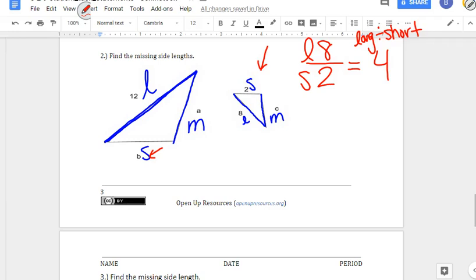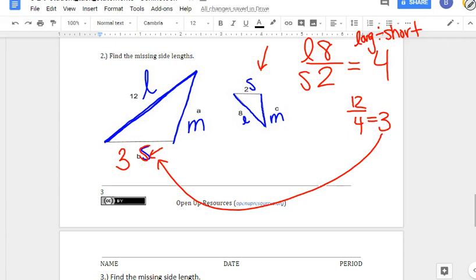All right, so I know that the side length of B has to get smaller than 12. So I'm going to take 12 and divide it by the common ratio of 4. And 12 divided by 4 is equal to 3. So that tells me my side length over here is 3.